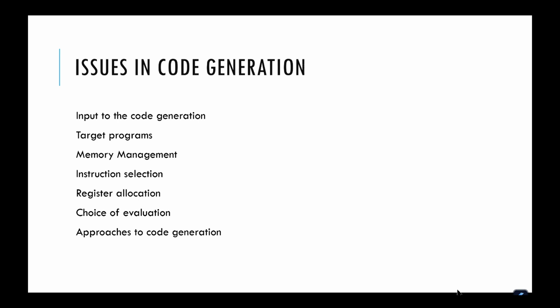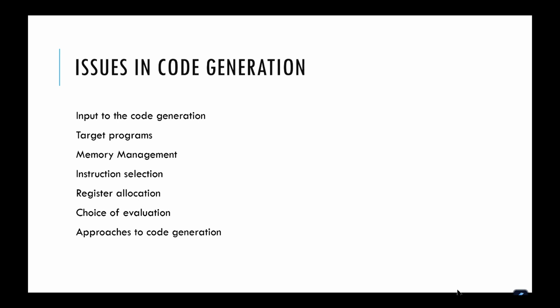And next is choice of evaluation order. The evaluation order is an important factor in generating efficient target code. Some orders require fewer registers to hold intermediate results than others. So based on that, we are going to be choosing the evaluation order.